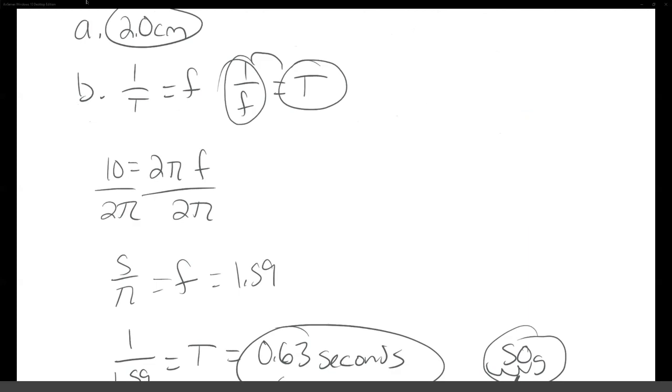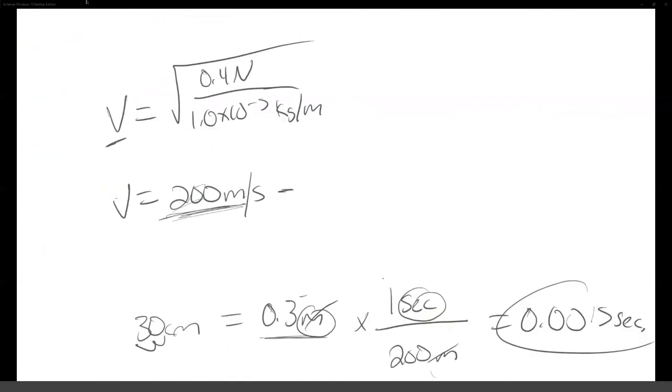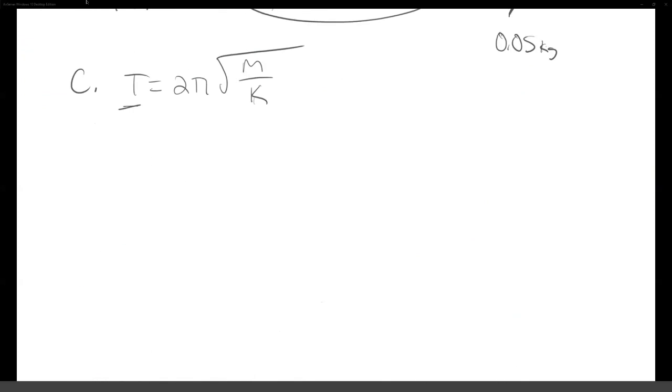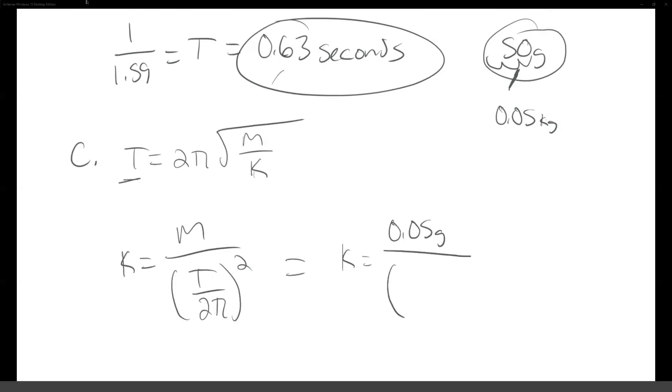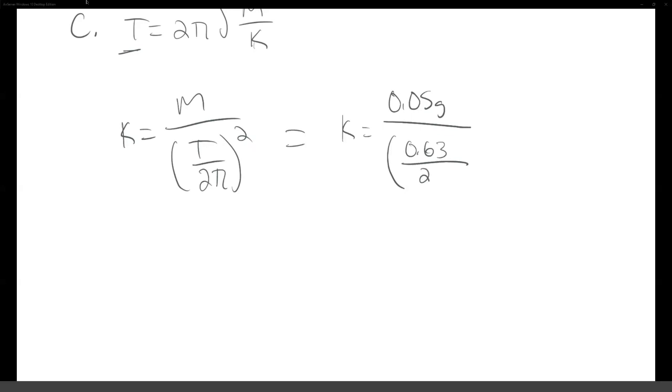Or actually, if we go back, another thing that I like to do before I plug in all the numbers is rearrange the equation. So I remember from earlier that K is equal to M divided by T over 2 pi, squared. Right? So let's plug in what we know. K is going to equal that 0.05 kilograms divided by our T, which was 0.63, divided by 2 pi, squared. So if you plug that all in, you should get... I don't have my calculator right now, so I'm just going off what I did. I end up with K equals 5.